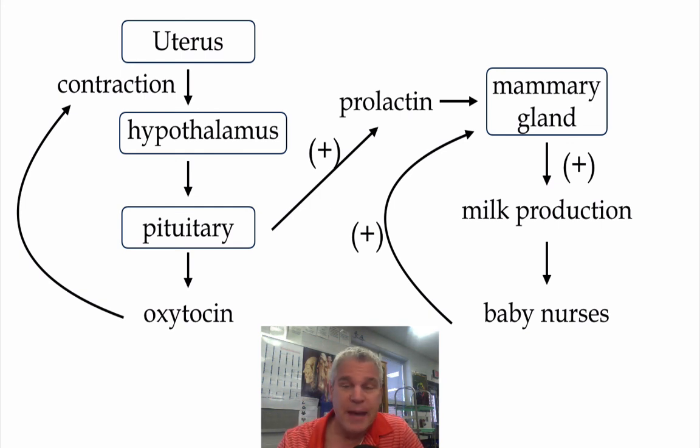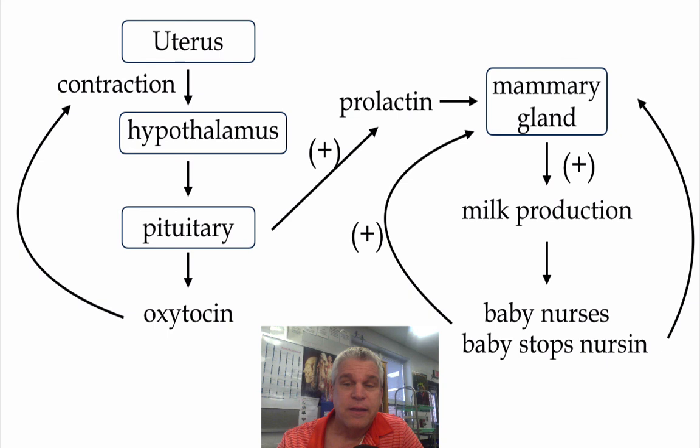But once the baby stops nursing, guess what? Prolactin isn't going to be made anymore, and because we're stopping the production of that hormone, that's a negative feedback system. And so then the milk production will end up stopping because there's going to be no more prolactin. Wow. That was a lot. Understanding these feedback systems is very important.